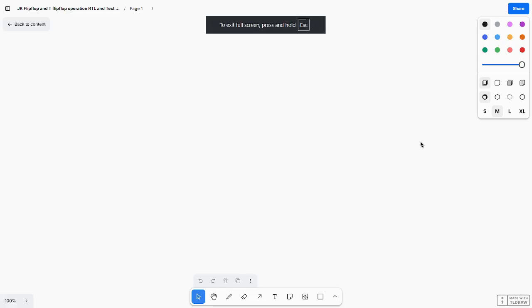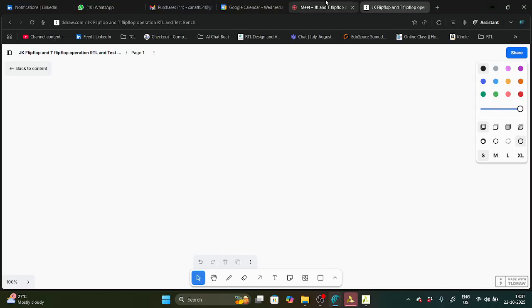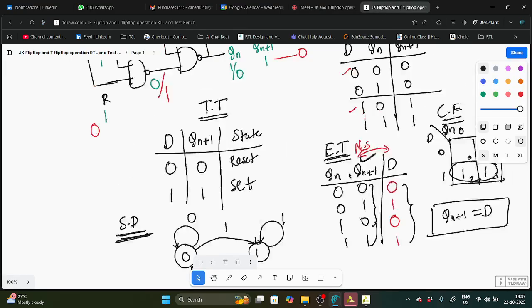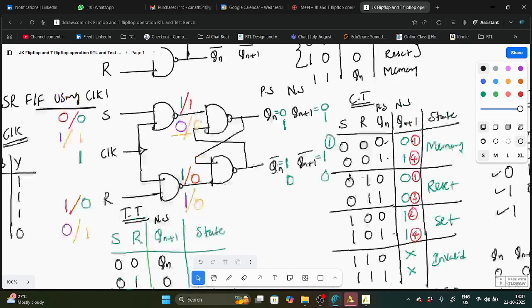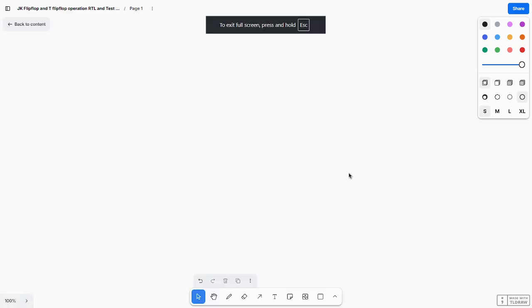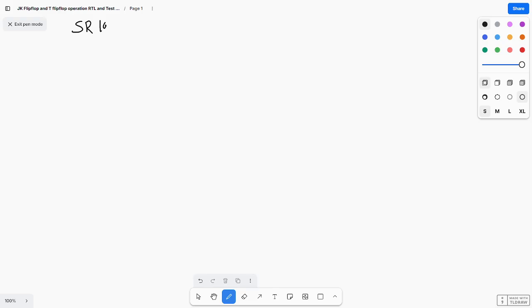So first, we already saw the SR latch using a NAND gate, no? Before that, we'll write it one more time, because I am going to use this in the JK flip-flop also. So I am writing the SR latch using a NAND gate. I already explained this, I am just drawing the SR latch using a NAND gate.